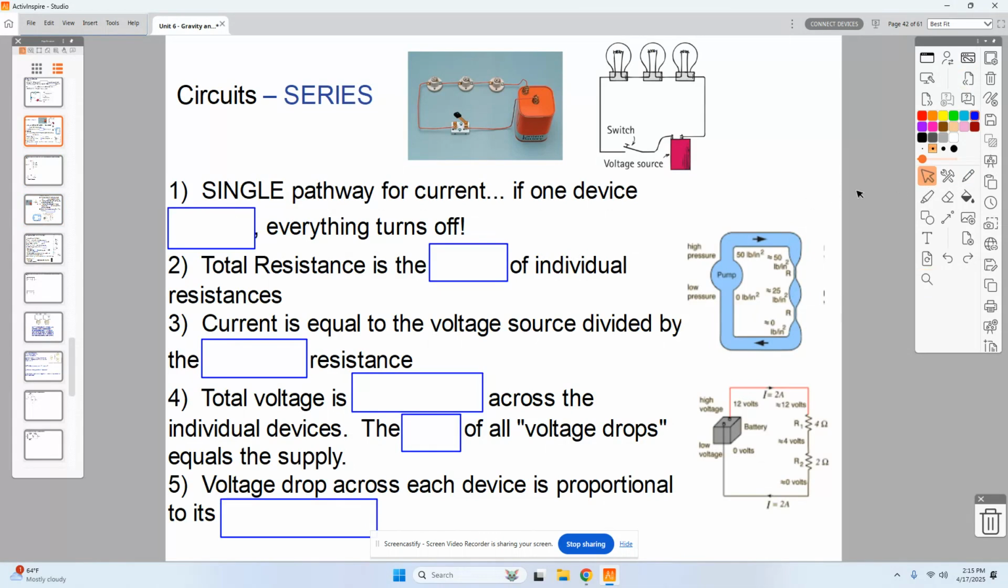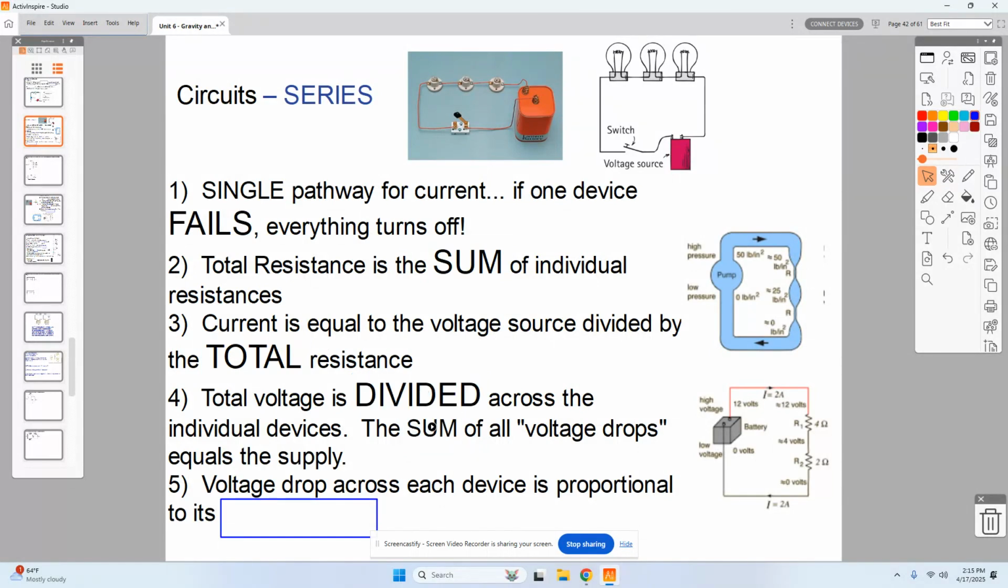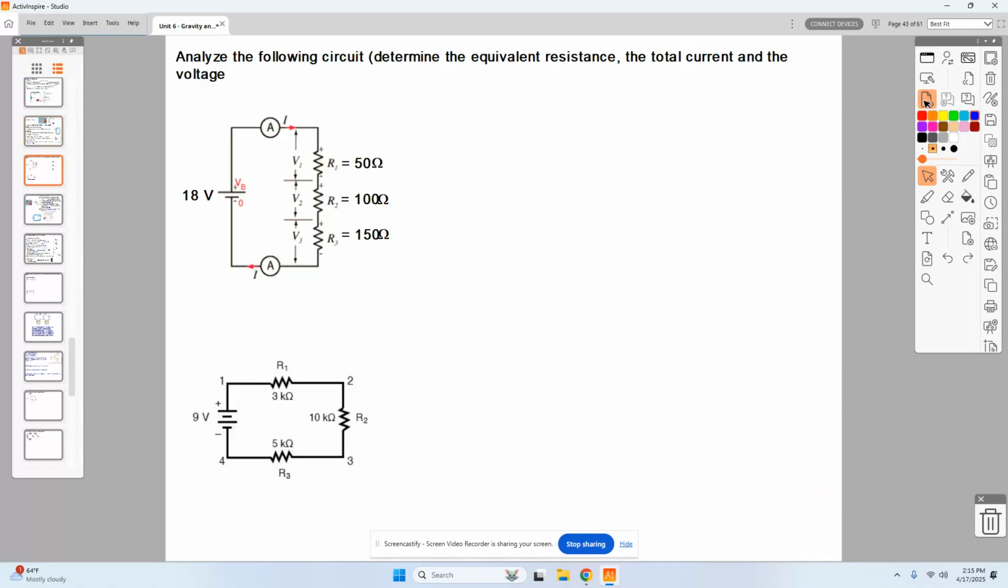Series: if one device fails, everything shuts off. Total resistance is the sum. Current is the total voltage source divided by the total resistance. Voltage is divided, and so forth. Now we're going to look at parallel.